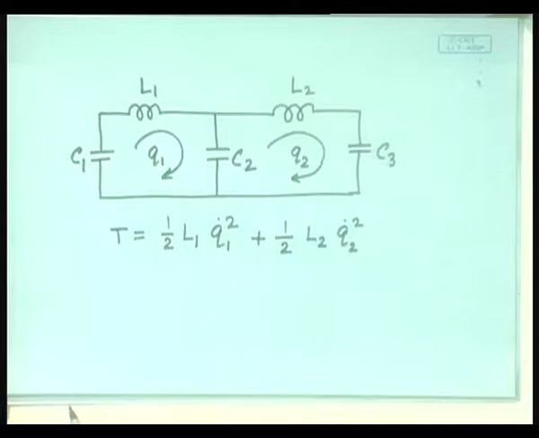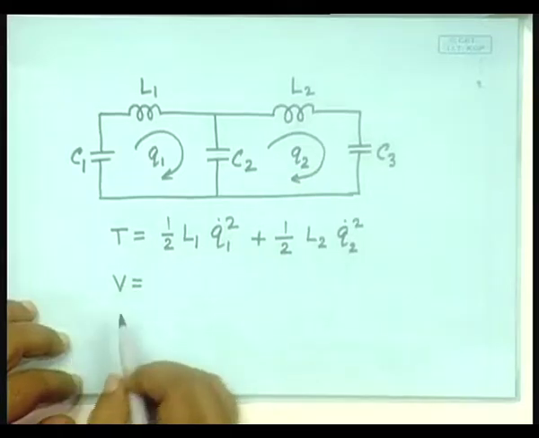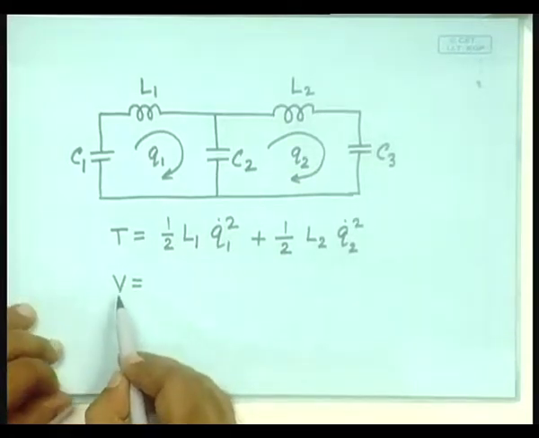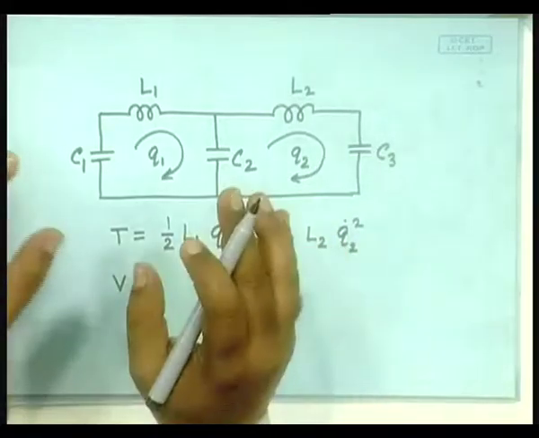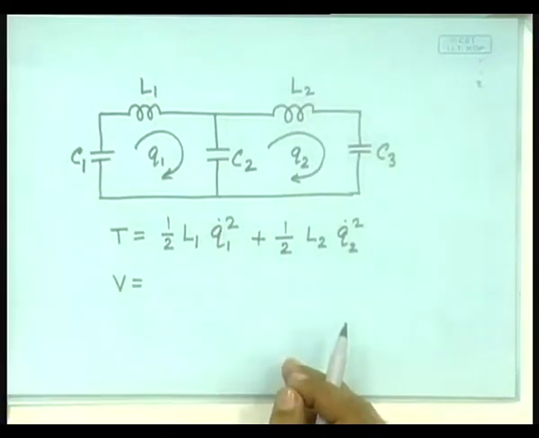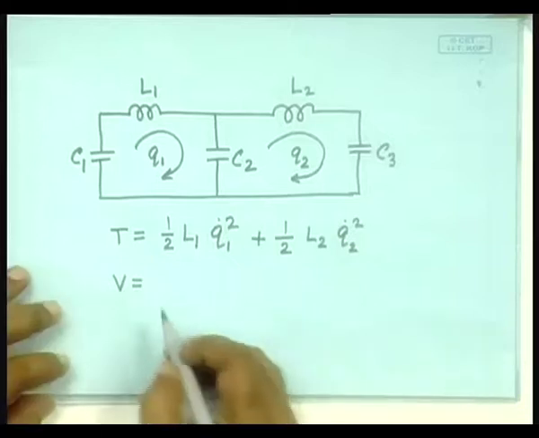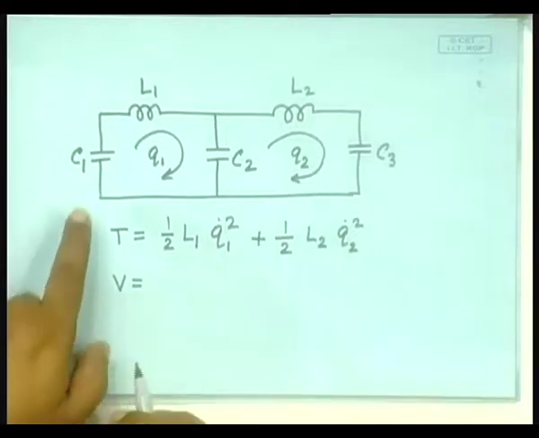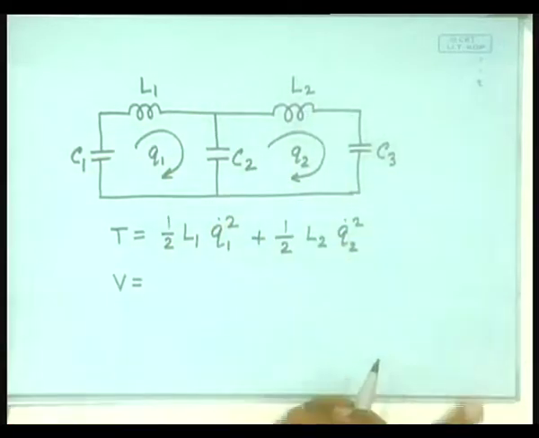Fine. V, the potential energy, notice since we are writing the potential energy as V, all the potentials or applied electromotive forces we always will write as E, not V, because we do not want to have duplicity of notations. V is the energy stored here plus the energy stored here plus the energy stored here.